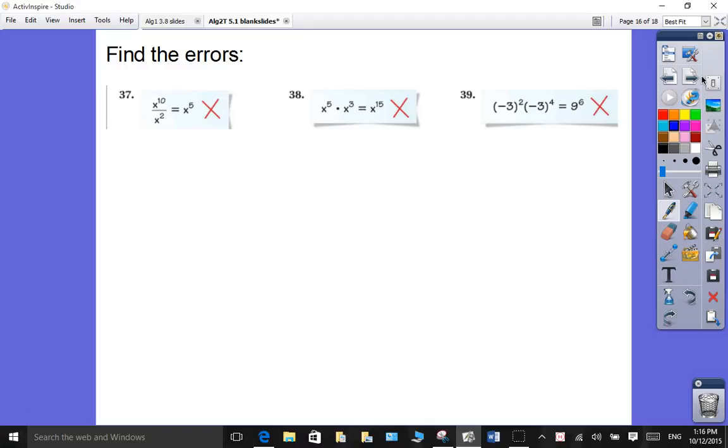And in the last one, they added the exponents, but what else did they do? They multiplied the bases. Remember, the bases don't change. Right? What should this have said? Negative 3 to the 6th. Bases don't change. Okay.